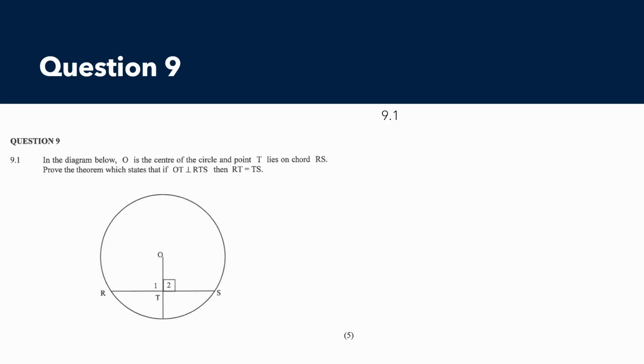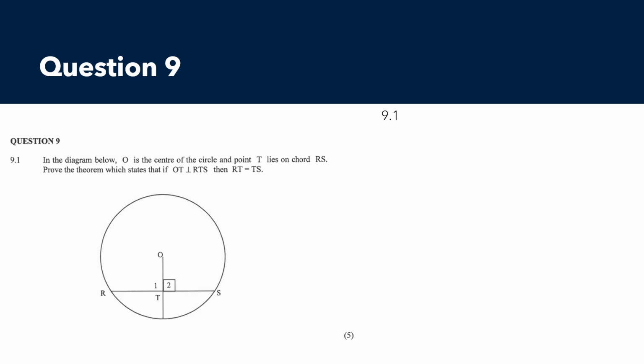Let's get to it. The problem statement reads as follows. In the diagram below, O is the center of the circle and point T lies on the chord RS. Prove the theorem which states that if OT is perpendicular to RTS, then RT is equal to TS.